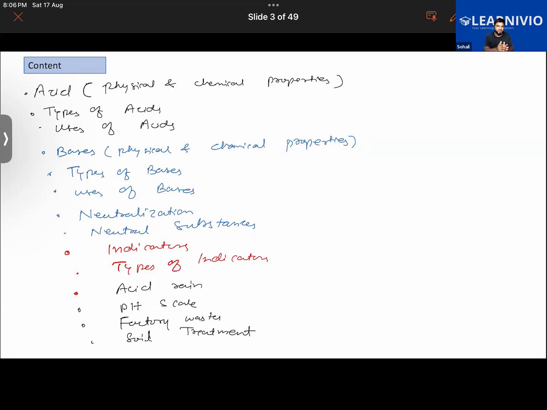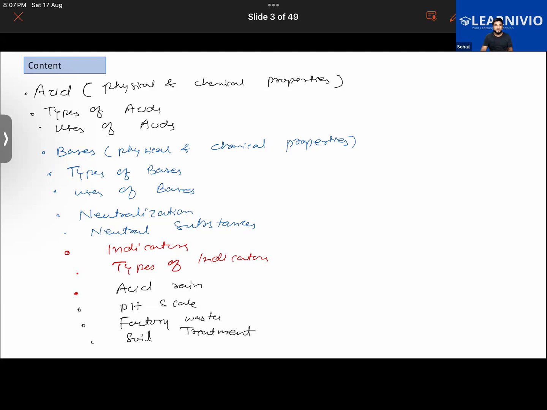Sir, what are neutral substances? Neutral substances we will learn about later. First, we'll be learning about acids, then we'll be learning about bases. You already told us at the beginning of the class, sir, that there are two types of acids, one normal and one neutral. No, no, no, I didn't say that. I said that there are two types of acids, one strong and another weak. There isn't any such thing as a neutral acid.